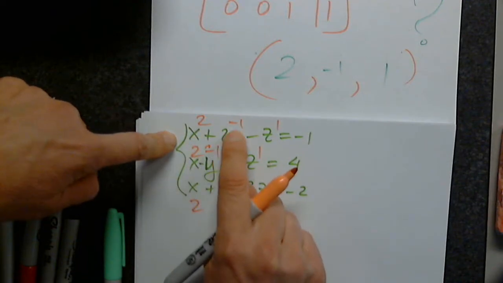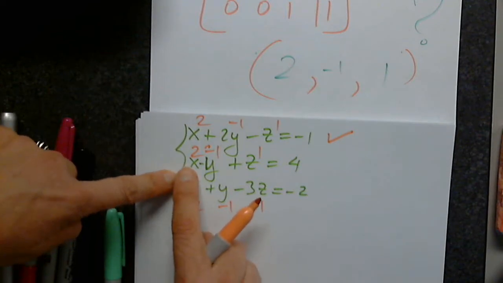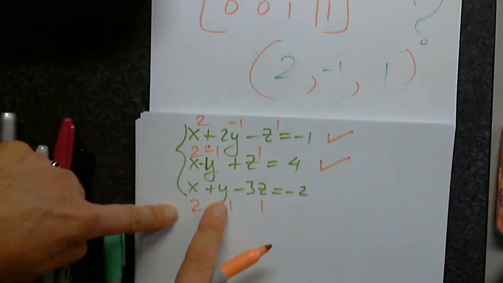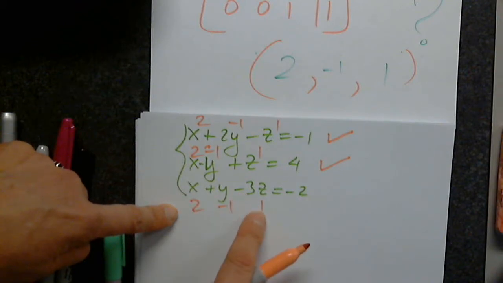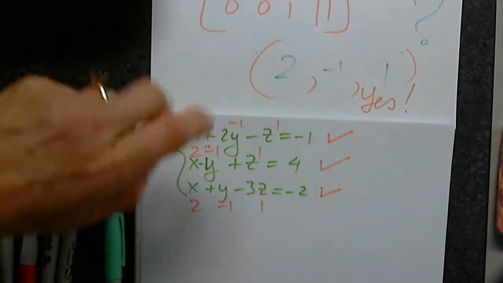2 minus 2 is 0. -1 equals -1. True. 2 plus 1 is 3 plus 1 is 4. True. 2 minus 1 is 1. 1 minus 3 is -2. Yes. And only now I'll say yes.